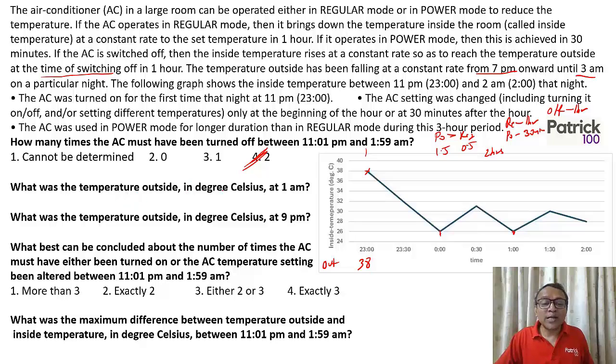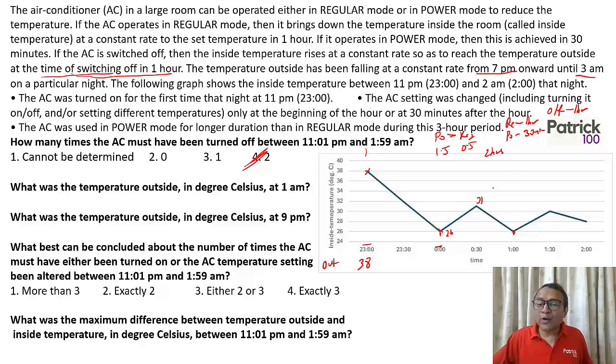What was the temperature outside in degrees Celsius at 1 o'clock? So we know at 11 o'clock it is 38. Now let's look at what the temperature is at 12 o'clock, because they very clearly mentioned that it rises at a constant rate to reach the temperature outside at the time of switching off in 1 hour. So here it is 26 temperature. Here it goes on to 31, an increase of 5 in half an hour.